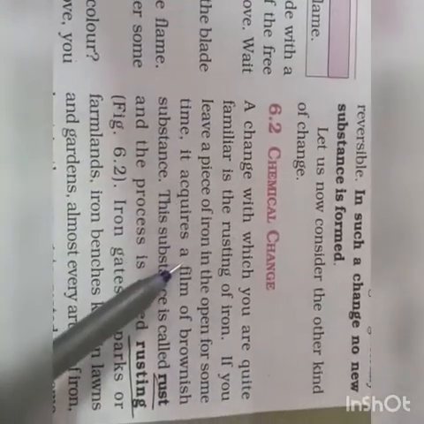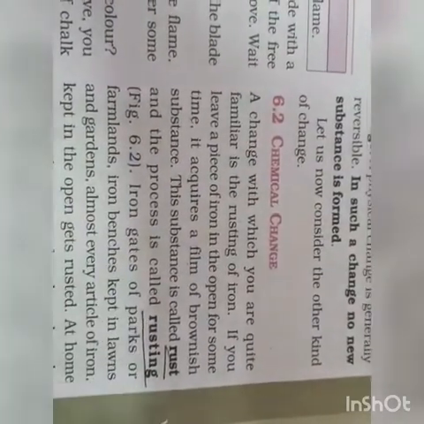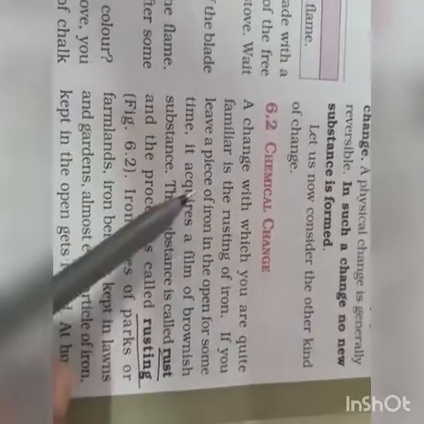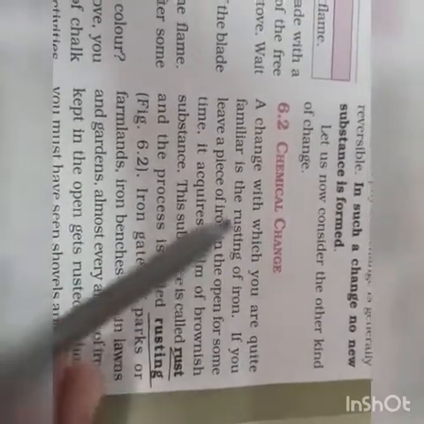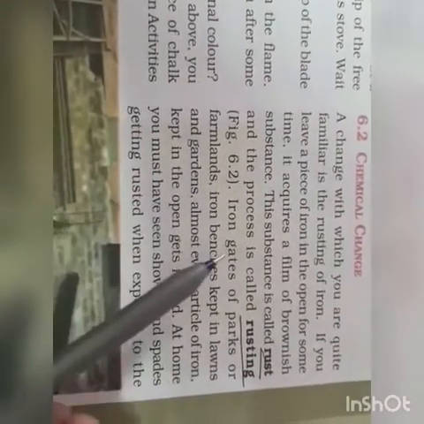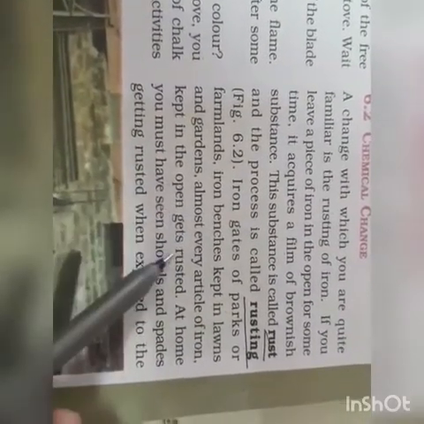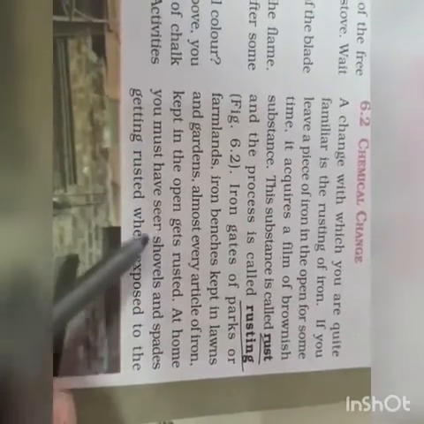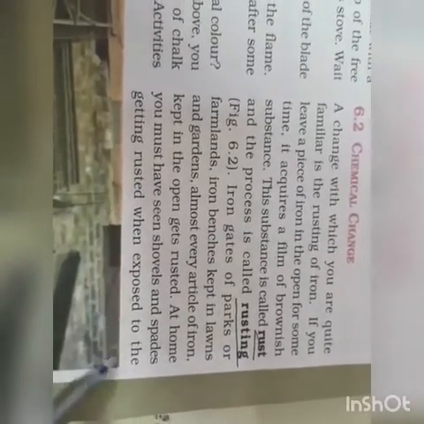If you leave a piece of iron in the open for some time, it acquires a film of brownish substance. This substance is called rust, and the process is called rusting. So that brown layer formed on top of the iron is called rust, and the whole process in which this happens is called rusting. In figure 6.2, iron gates of parks and farmlands, and iron benches kept in lawns and gardens: almost every article of iron kept in the open gets rusted. At home, you must have seen shovels and spades getting rusted when exposed to the atmosphere for some time.